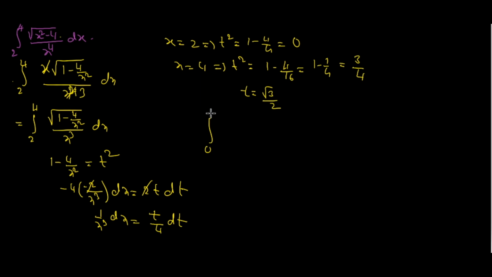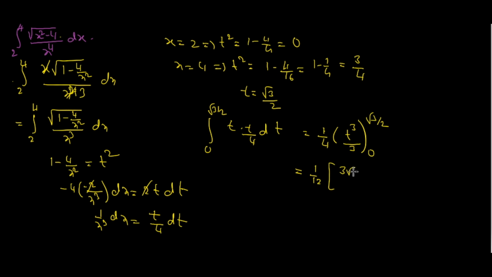So therefore integration of 0 to root 3 by 2, under root of 1 minus 4 by x square, that value is t. So 1 by x cube dx is t by 4 into dt, that is equal to 1 by 4 into t square, integration of t square is t cube by 3, from 0 to root 3 by 2, that is equal to 1 by 12 into t cube, that is root 3 by 2 whole cube, that is 3 root 3 by 8 minus 0. So the 4 is cancelled, that is equal to root 3 by 32. This is the answer.